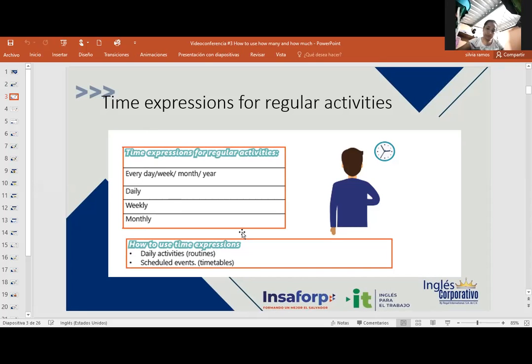Now, we can also use other words here like daily, right? Diariamente, weekly, semanalmente, monthly, mensualmente, and we have another one that we can say also. Look at the chat right now, please. Right, it's gonna be yearly.